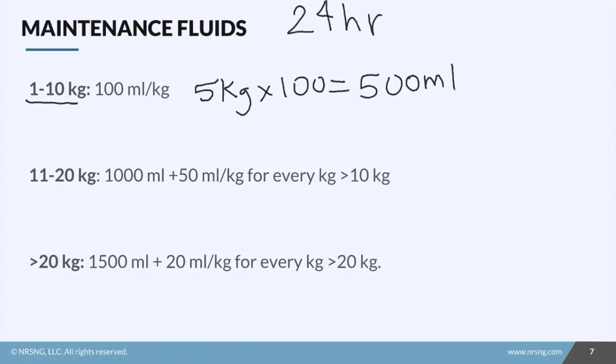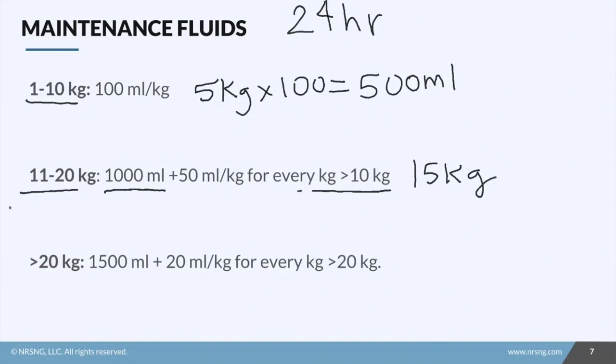Now, if you have a child that weighs between 11 to 20 kilograms, you're going to start with that 1,000 mLs that accounts for their first 10 kilograms of their weight. And then for every kilogram that they weigh above 10 kilograms, you're going to multiply it by 50 mLs. So let's just practice that. Let's say we have a patient who weighs 15 kilograms.